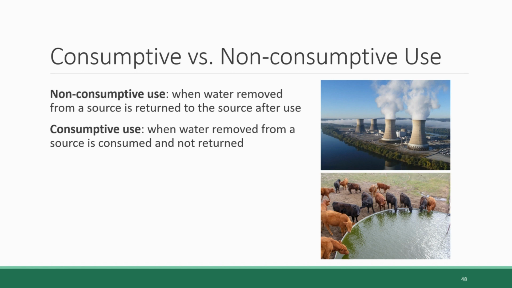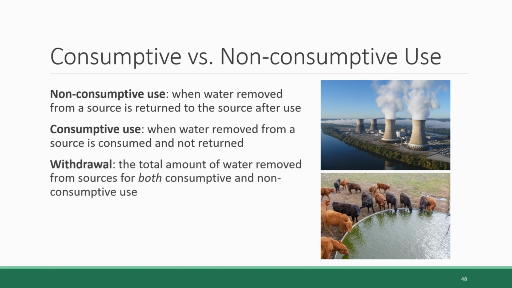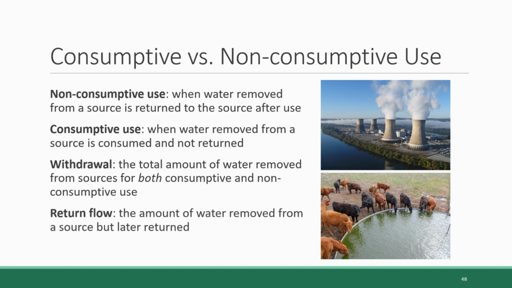Another term used in the realm of water consumption is withdrawal. Withdrawal is the total amount of water removed from sources, including both consumptive and non-consumptive use. And then finally, return flow is the amount of water that gets removed from a source but later returned. So essentially, it's the water that's dedicated to non-consumptive use. So keep these terms in mind because, as I mentioned, in our next section, we're going to be getting into more detail about what water usage looks like in our country.